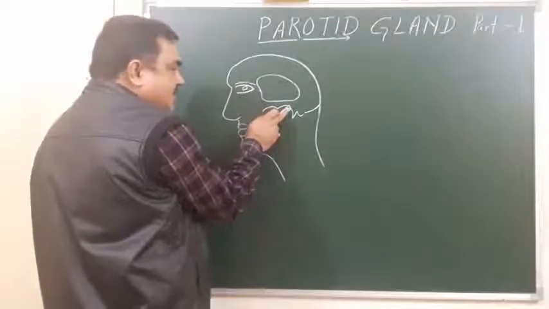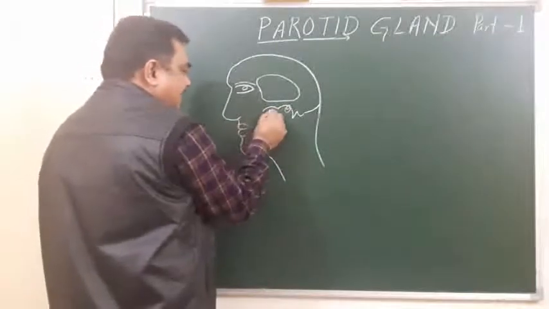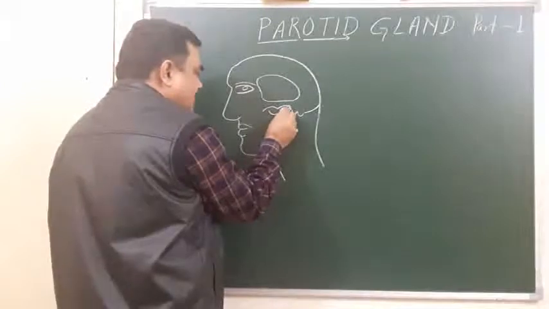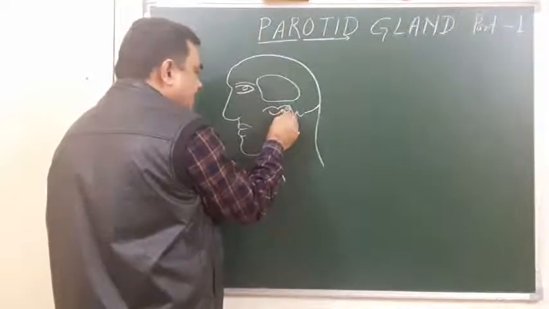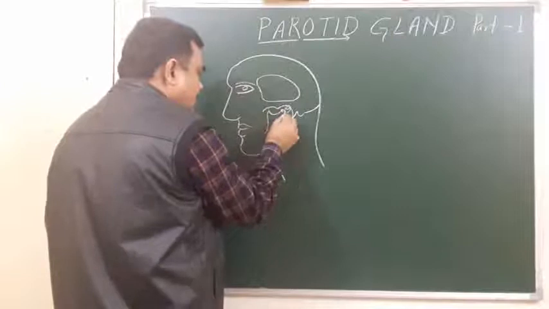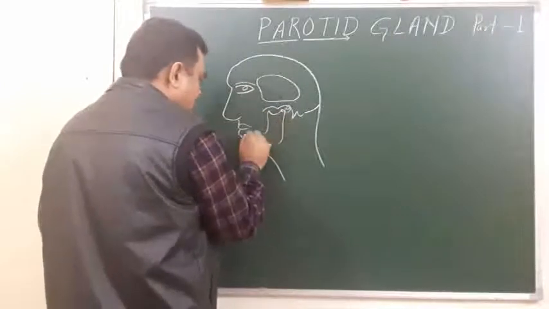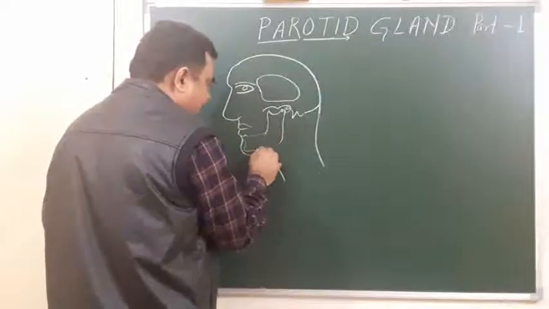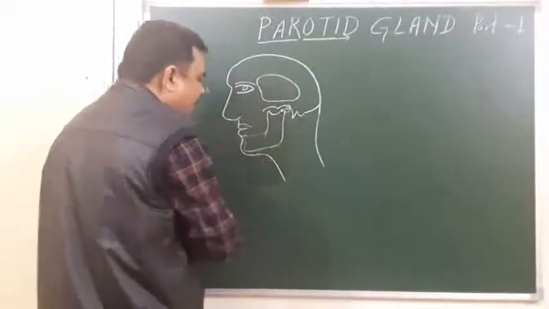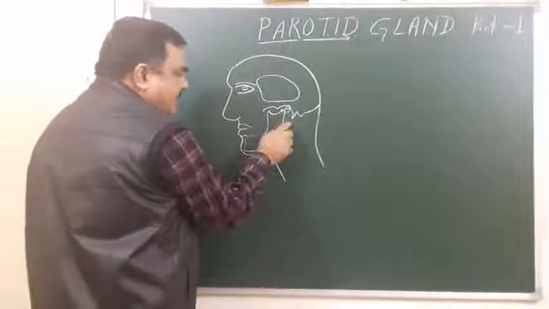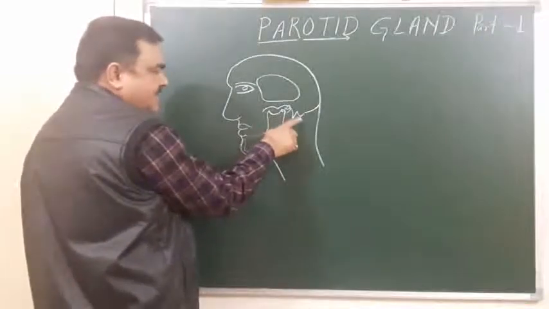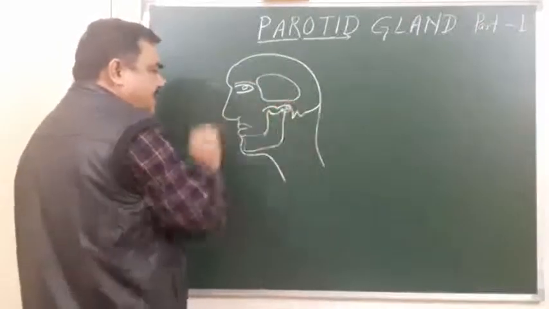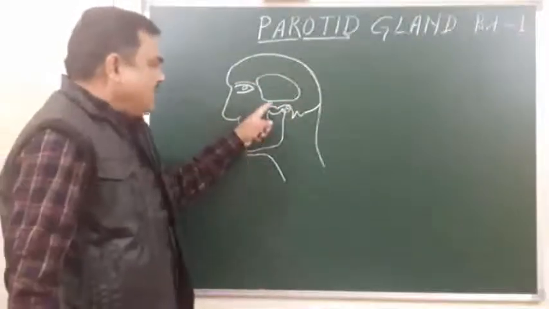Here is external acoustic meatus, here is position of mandible. This is position of mandible. Here is styloid process. This is mastoid process. Here is external acoustic meatus. This is zygomatic arch.